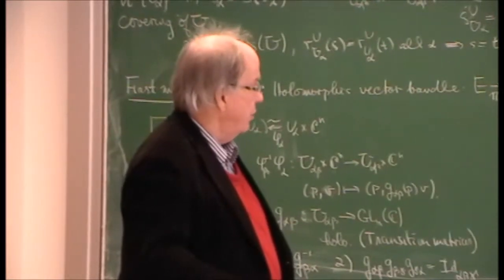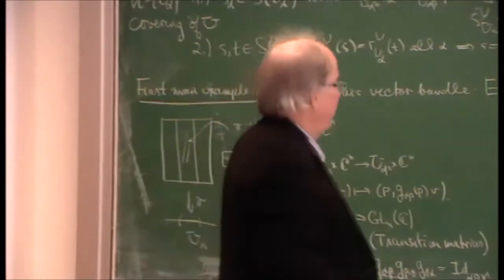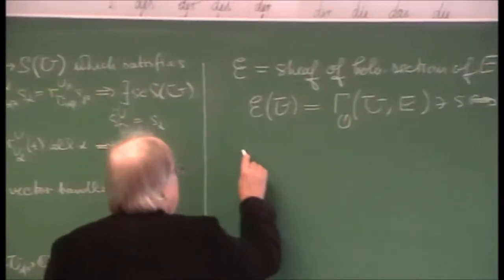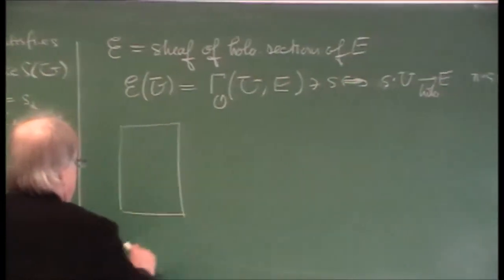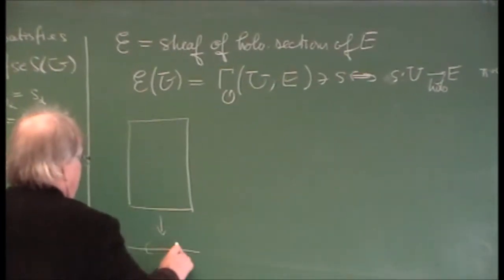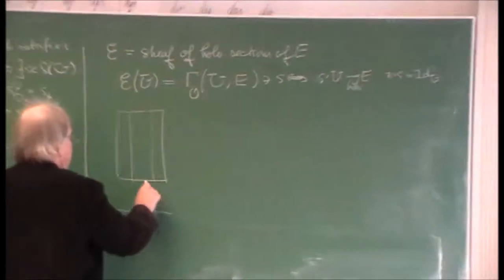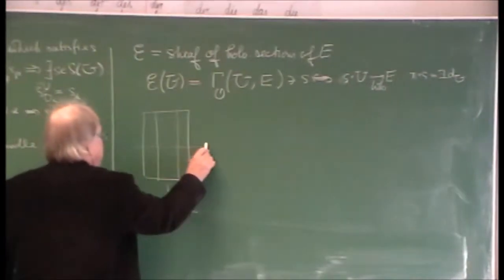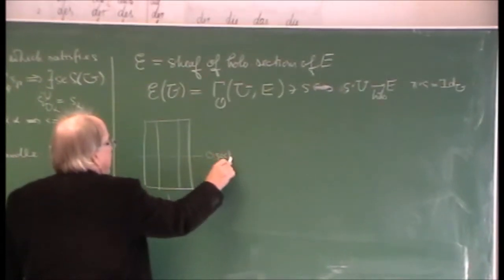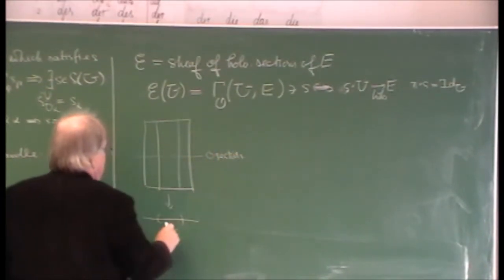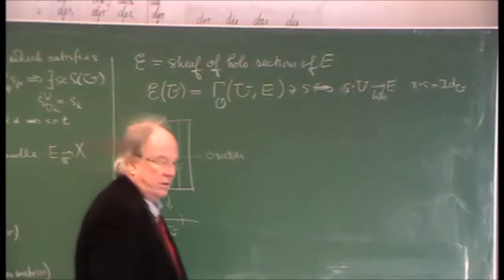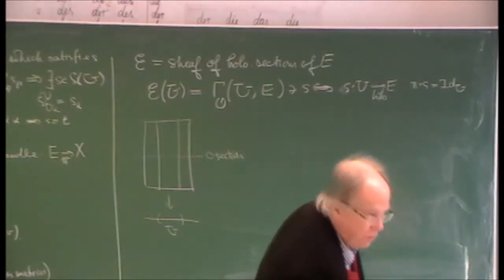Given an open set, we restrict the bundle to the open set. Here, of course, we always have a zero section. And a section then is just what it is. It's a section, but only over U.